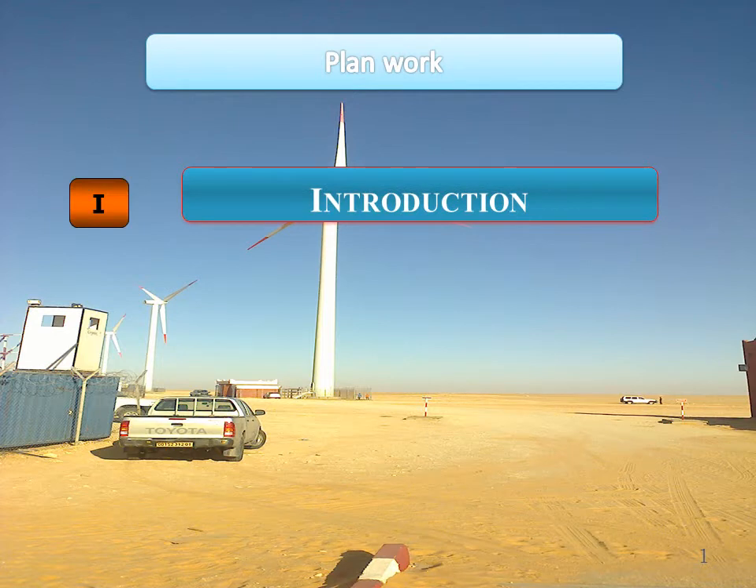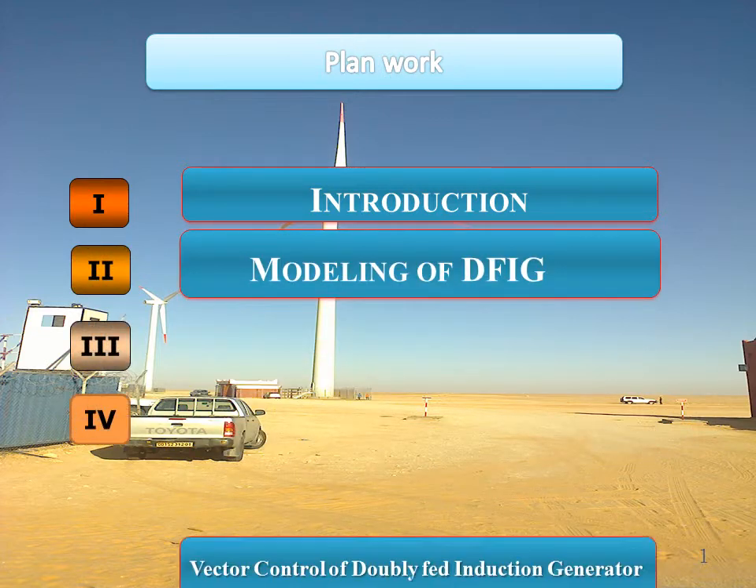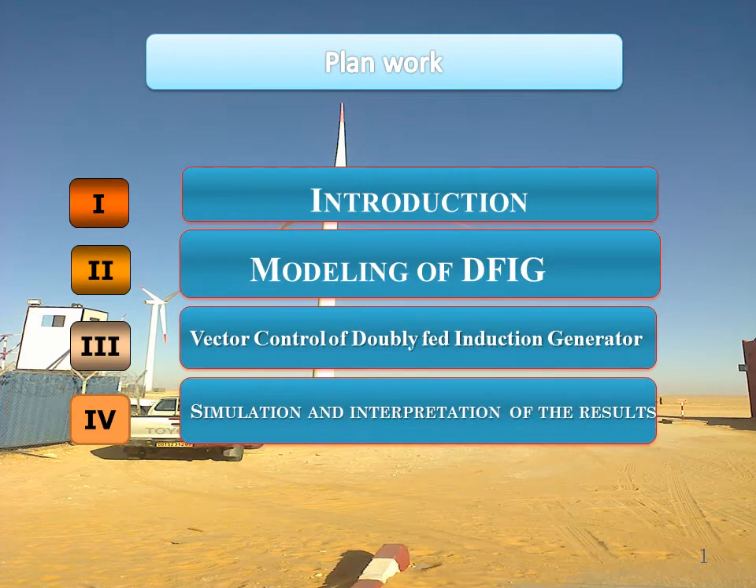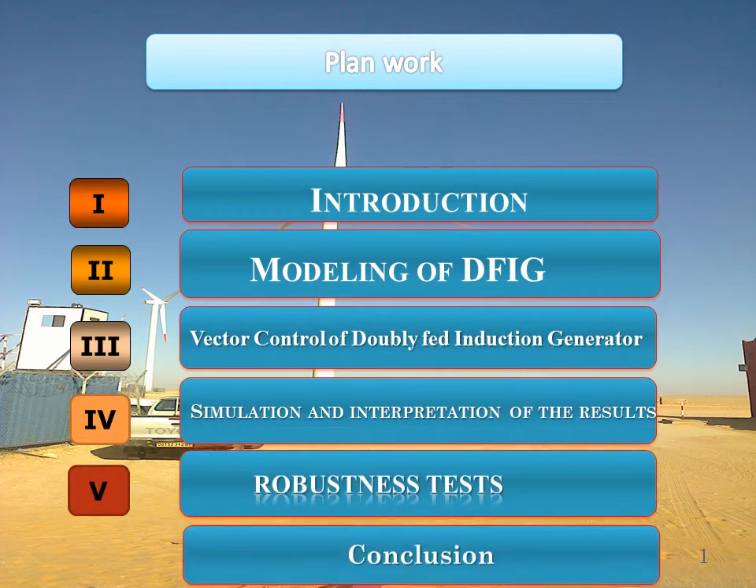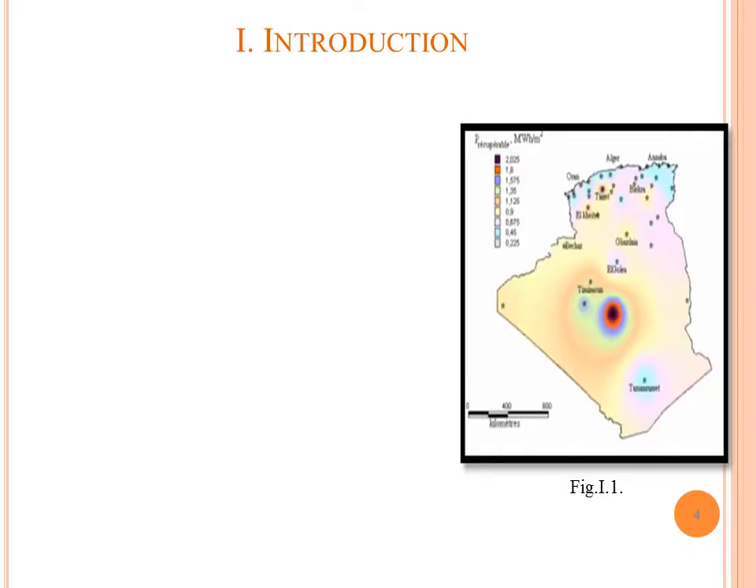We have a plan of the work. Firstly, we show an introduction. Secondly, the modeling of the DFIG. Thirdly, vector control of the double-fed induction generator. Then simulation and interpretation of the results. Robustness tests. At the end, we have a conclusion.